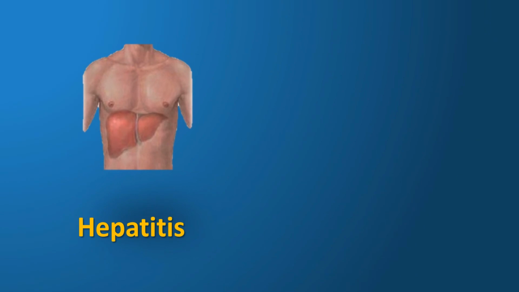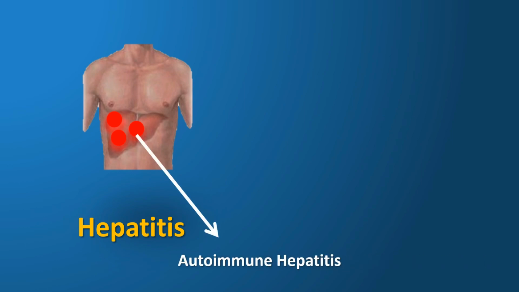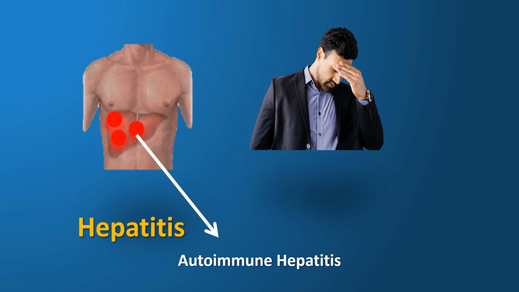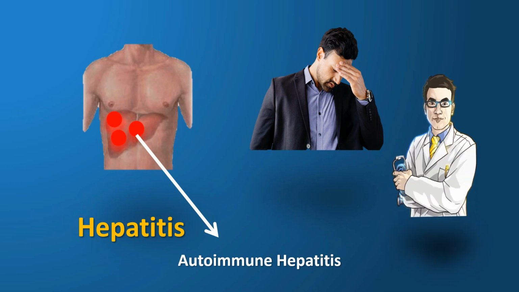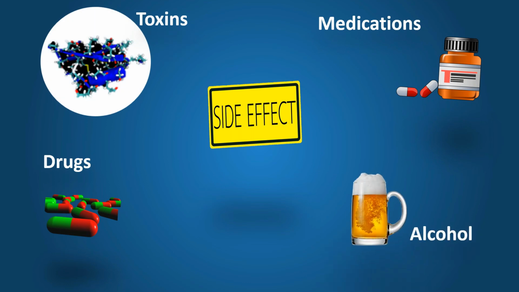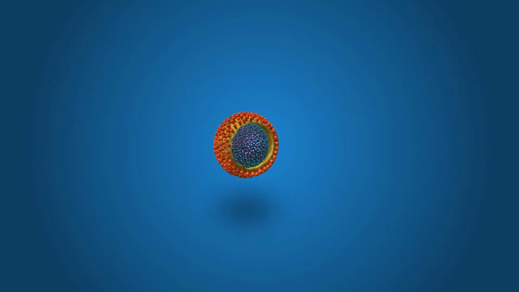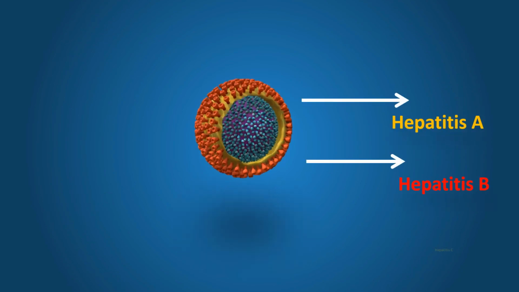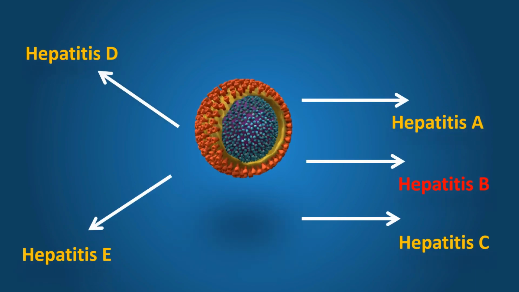Hepatitis, or inflammation of the liver, is not only caused by viruses. There are other possible causes which include autoimmune hepatitis, which is an inflammation that occurs when the immune system mistakes the liver and attacks it. According to experts, the cause of this is not yet known. Other causes are hepatitis which occurs as a side effect of drugs, medications, toxins, and alcohol. The hepatitis virus is categorized into five main types: hepatitis A, B, C, D, and E.